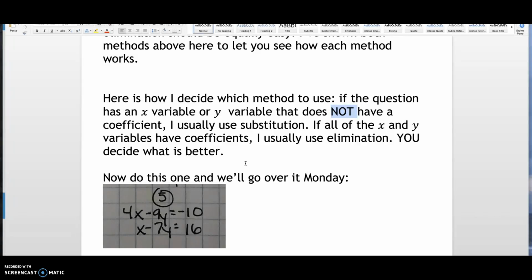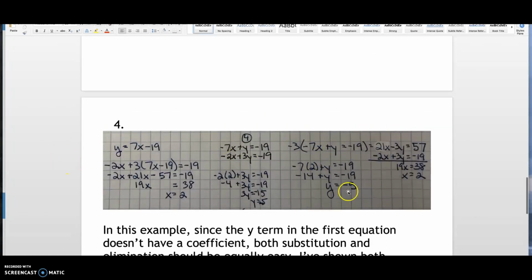Please watch this at least twice. Work out number 4 both ways on paper. If you need to just copy down what I've written here, that's fine. Because even by copying it, you should be able to translate why what I'm doing is working.